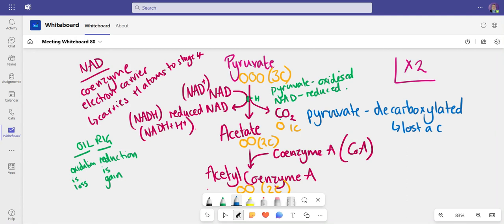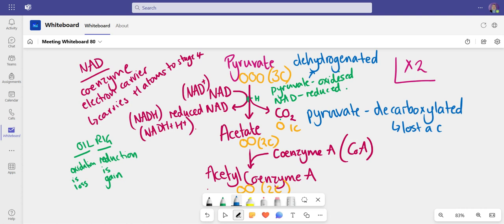Here, because the pyruvate lost a hydrogen to give to the NAD, we could say that the pyruvate, as well as being oxidized, we could say that it's dehydrogenated. So it's oxidized because it lost a hydrogen, and because it lost a hydrogen specifically, we can call it dehydrogenated. So there's just a few extra words there that you can use.